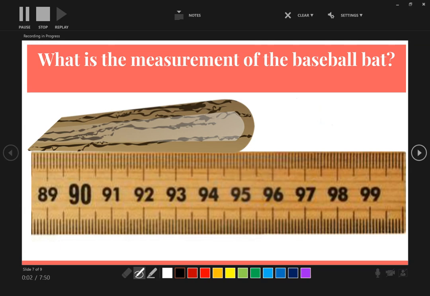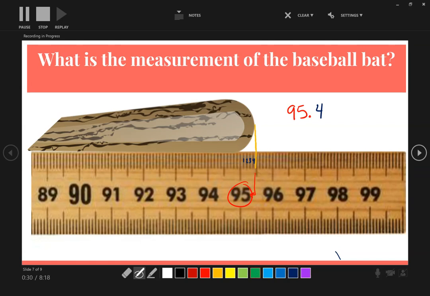All right. How long is the baseball bat? So again, take my number, come straight down. What is the number that's to the left? It is 95, so I know that for sure. I also know for sure how many little lines it's after, so count them up. 1, 2, 3, 4.